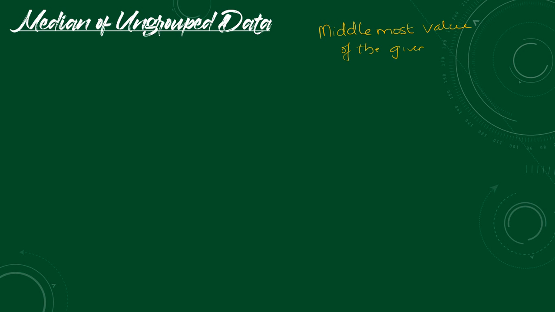So whenever you want to calculate the median of a data, first of all we need to arrange the data, either in ascending order or descending order. Always the data should be arranged first, and after arrangement, based on the number of observations, which we represent by n, right?